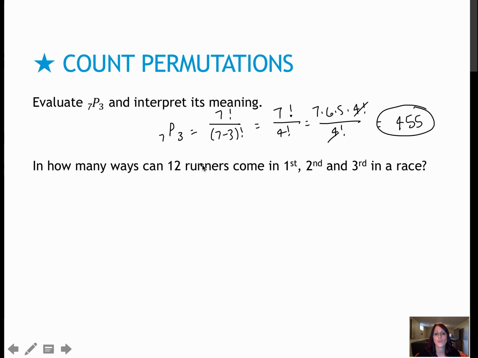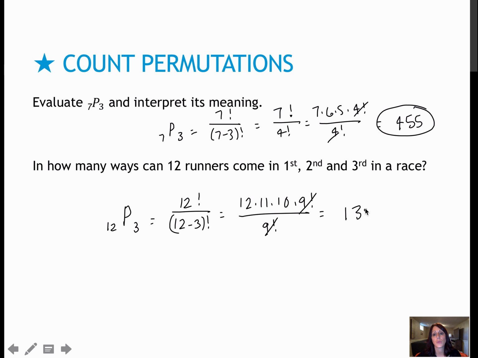In how many ways can 12 runners come in first, second, and third? So obviously if we're giving medals, we do care about the order because I would rather have first than third place. So this would be 12P3, meaning I have 12 items, I'm taking them 3 at a time. How many ways can that happen? It would be 12 factorial over 12 minus 3 factorial. So that would be 12 times 11 times 10 times 9 factorial over 9 factorial. And those would cancel. And that would give me 1,320.